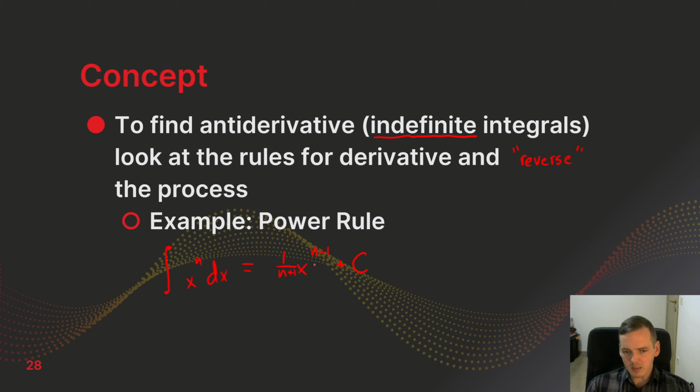And you can check this because if we took the derivative, the n plus 1 comes down and those cancel out and go away, and we're left with just n in the numerator. So this is, like we said, the opposite of what we've done before. This c right here is called the constant of integration.